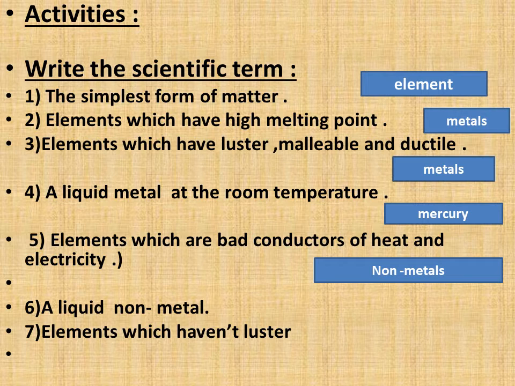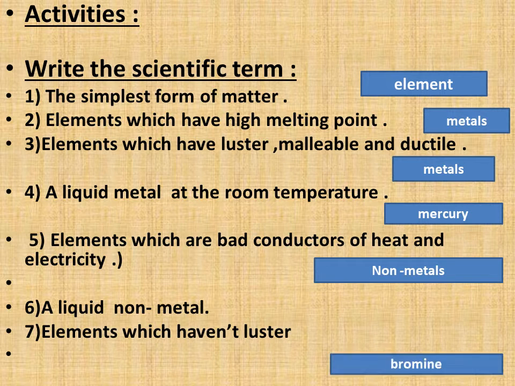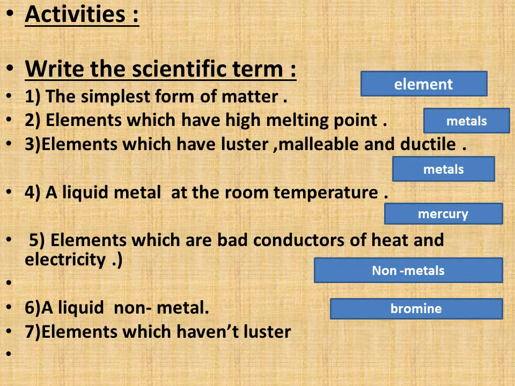Number six, a liquid non-metal. Non-metal exists in liquids, solids, and gases, but the only liquid non-metal at the room temperature is bromine. Number seven, elements which haven't luster. Elements which haven't luster are non-metals, but metals have luster.